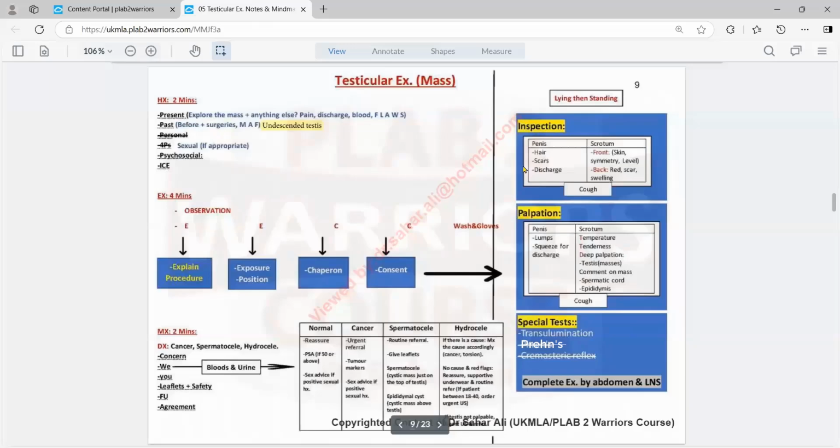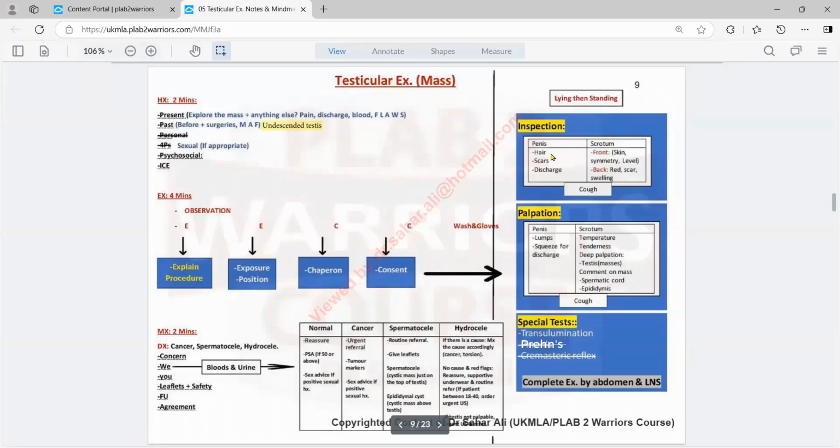If the examiner wants you to verbalize, he or she will tell you, doctor, what are you looking for? The video that I've simulated is an educational video. So while I'm performing the examination, I'm telling you what I am looking for, just in case the examiner asks you. So this is in terms of the penis.